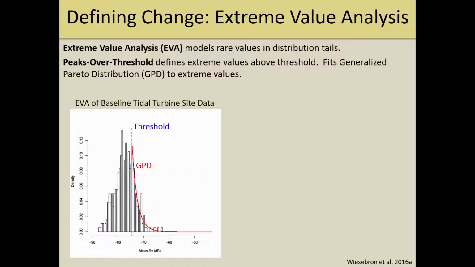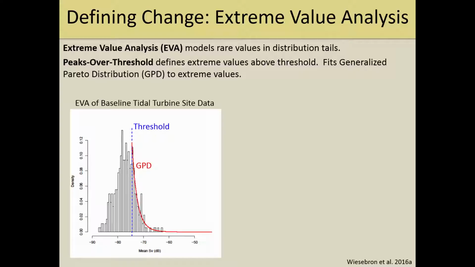And given a couple of ways to do it, there's a peaks over threshold method, which defines all extreme values as those above a threshold. So it enables you to quantitatively or objectively fit a threshold based on an empirical distribution of your data outcomes, and fits a generalized Pareto distribution, a GPD, to these extreme values.